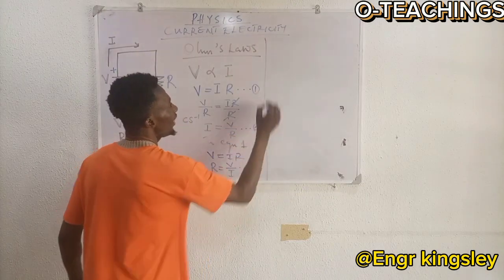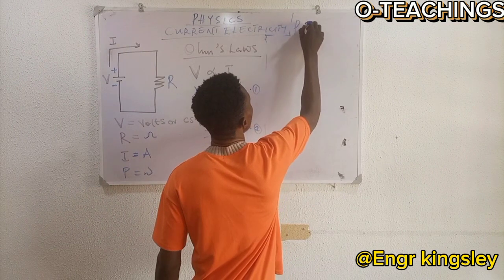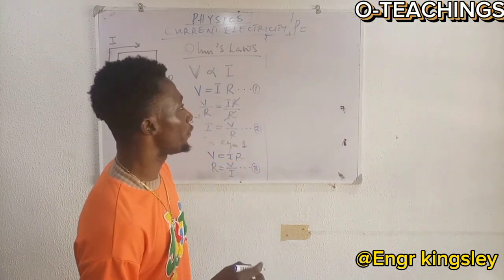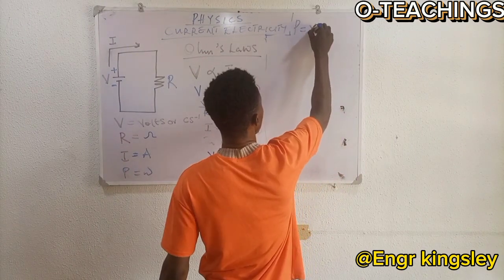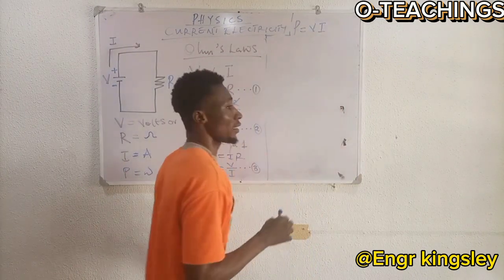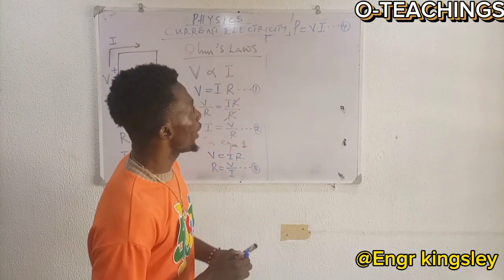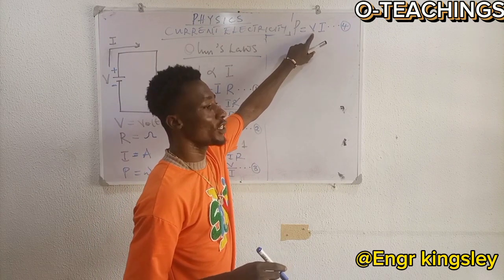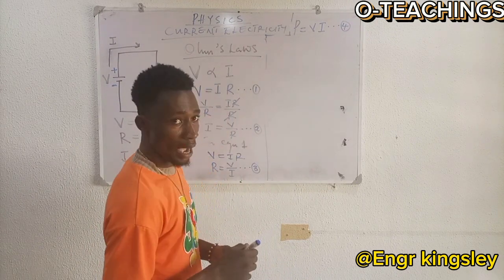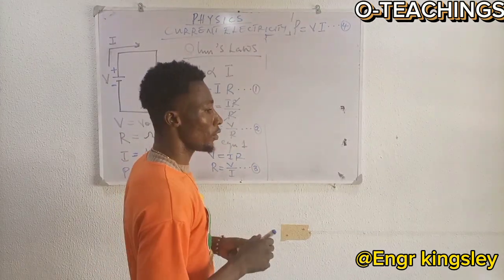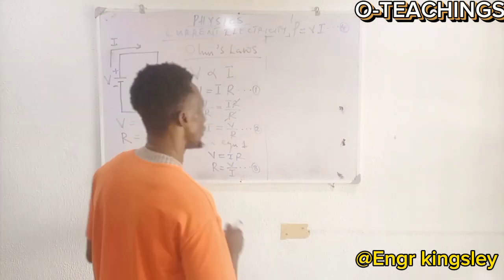Then electric power P is the rate of flow of energy in a conductor, and it's given as the product of potential difference and current. Let me call it equation 4, where P is electric power, V is potential difference or electric potential, and I is current, measured in watts. Electric power is always measured in watts. We have watts, we have kilowatts, depending on what you are doing calculation on.